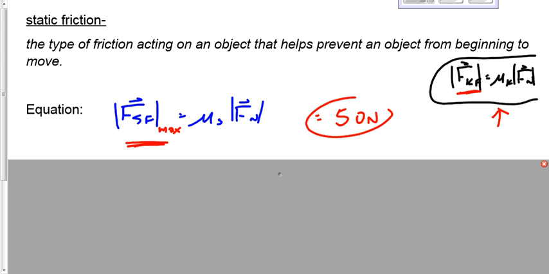Kinetic friction, I'd rather deal with a kinetic friction problem because when I calculate its value, that's its value, right? I push with a force of 51 newtons. Let's say kinetic friction was 40 newtons. I push with 51 newtons. What's kinetic friction? 40. If I push with 100 newtons, what's kinetic friction? 40. I push with 1,000 newtons. What's kinetic friction? 40.